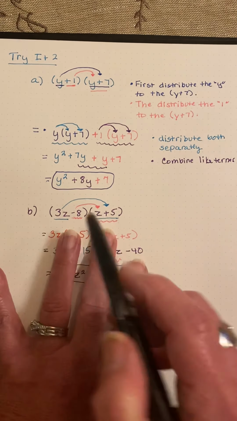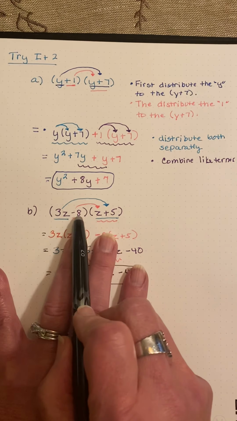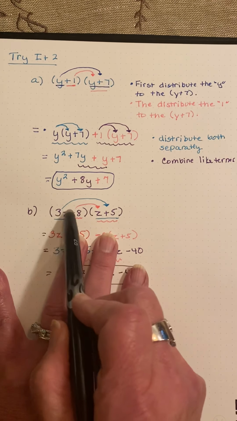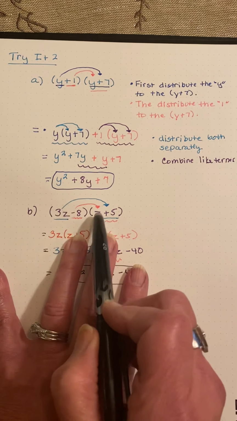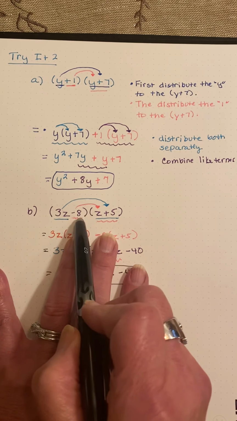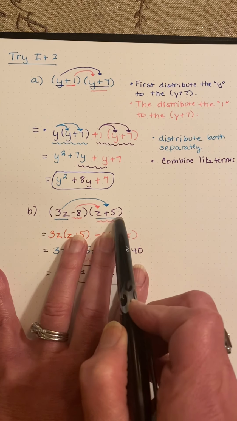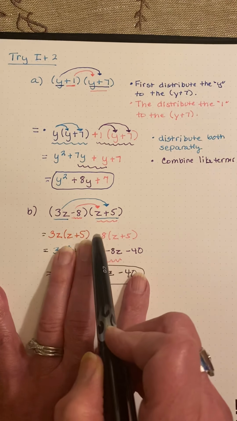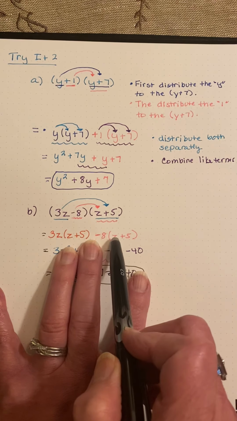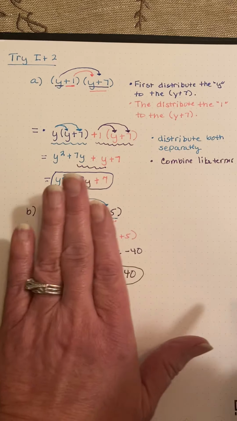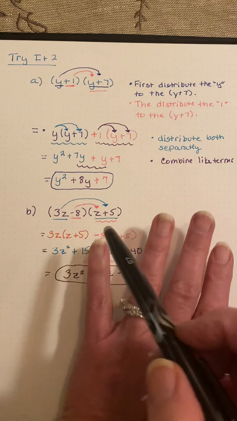Now in letter B, we're going to have 3z minus 8 times z plus 5. So I'm going to first distribute the 3z to the z plus 5. Then I'm going to distribute the negative 8 to the z plus 5. So 3z times z plus 5, and then negative 8 times z plus 5. And I'm just thinking of these separately, and then I'll do my combining.